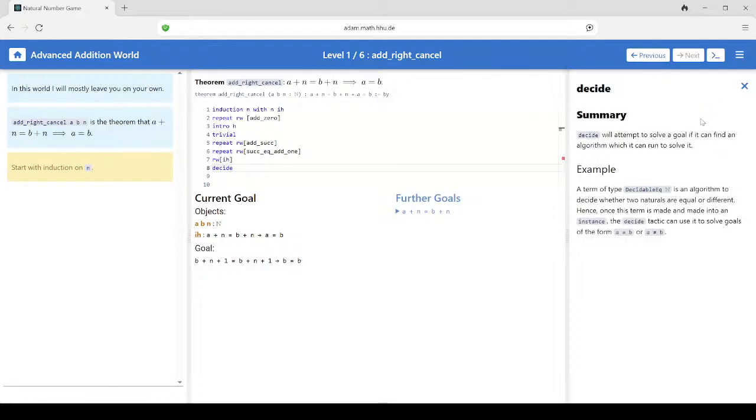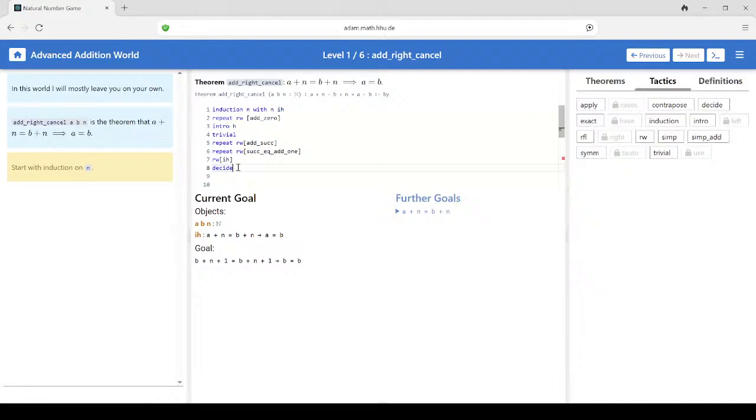Decide. What does decide do? Decide is an algorithm. Decide will attempt to solve a goal if it can find an algorithm which it can run to solve it. For example, a term of type decidable EQ is an algorithm to decide whether two naturals are equal or different. Hence, once the term is made and made into an instance, form A equals B, or it's not.